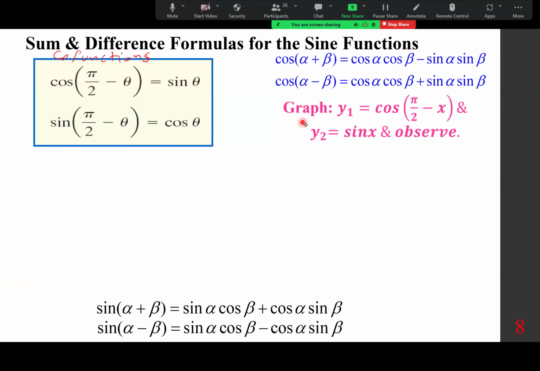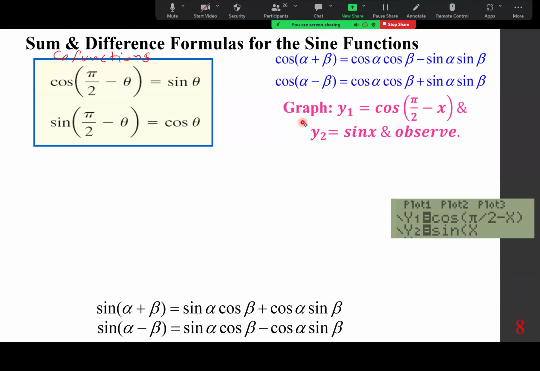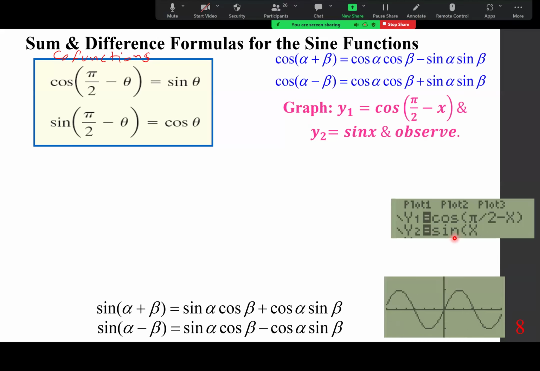So if we graph these, we're going to go over the proof of that again. If we graph these two, one of them is cosine of pi over 2 minus x, one of them is sine x, it just gives you one graph. So observe that no matter what, it doesn't give you two. And that's from a calculator point of view.